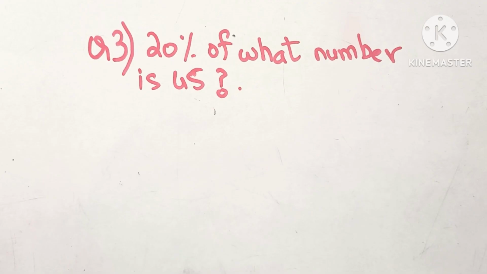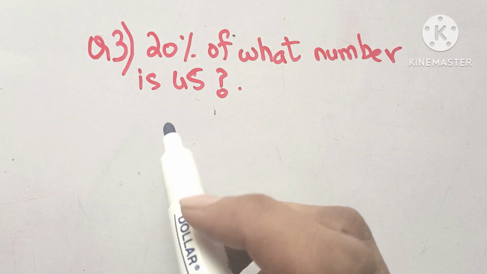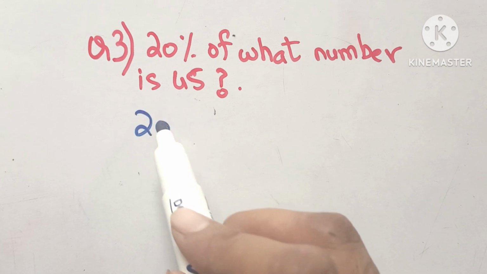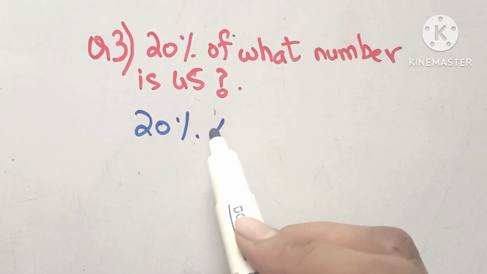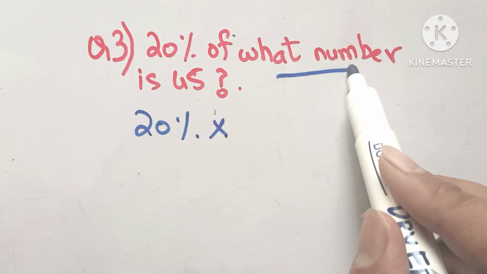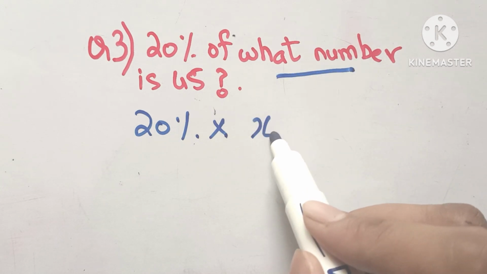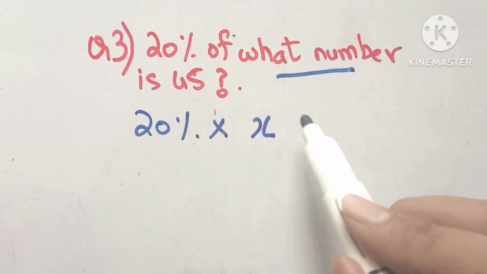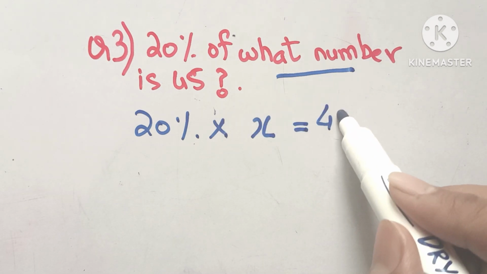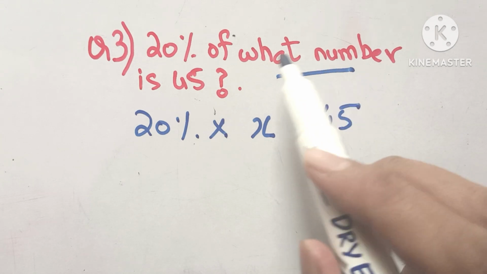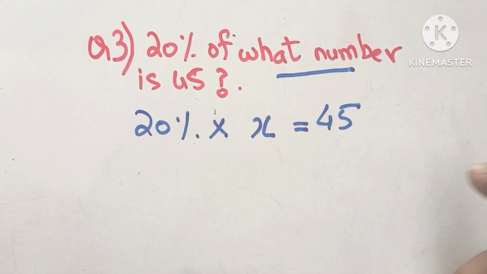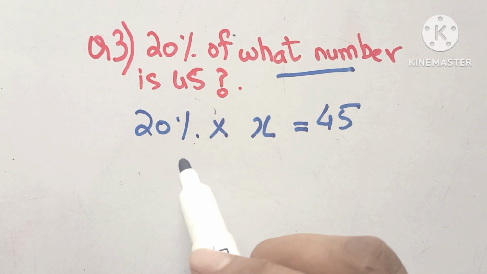Okay, so question number 3. 20% of what number is 45? So how will we make the equation? Write 20% as it is. Of means multiply. What number? We will write x because it is the unknown. Is equal to 45. So we have converted this question into the equation, and now we will simply solve this.